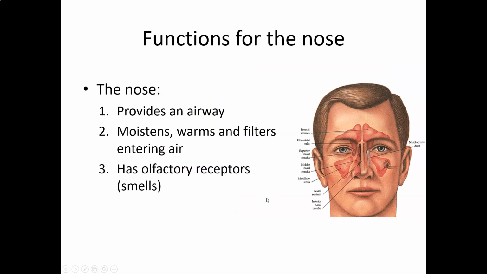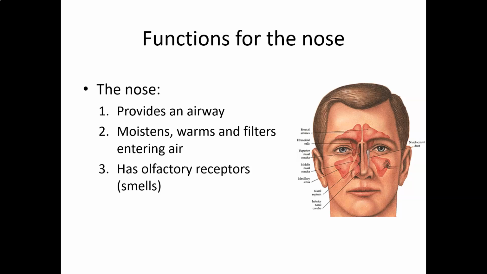Next, functions for all of those parts that we just labeled. Here's what you need to know for the nose. There's more, but this is the most important stuff. It provides an airway, so most people breathe in through the nose, breathe out through the nose unless you're super congested or something. The nose is helping to moisten air.